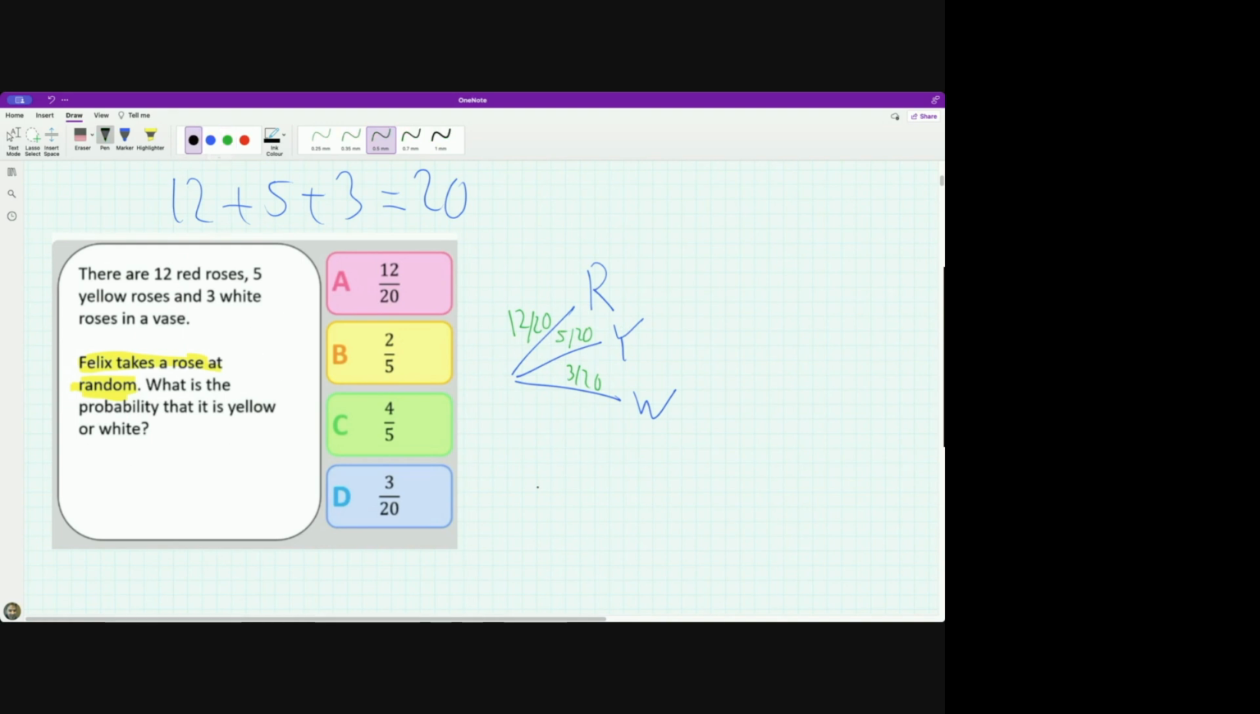But the question said, what is the probability that you get a yellow one or you get a white one? And that's what I want you to tell me. What do you think the probability is that you draw a yellow or a white one? And then once you tell me the number, maybe choose the option that it goes with in the multiple choice question.